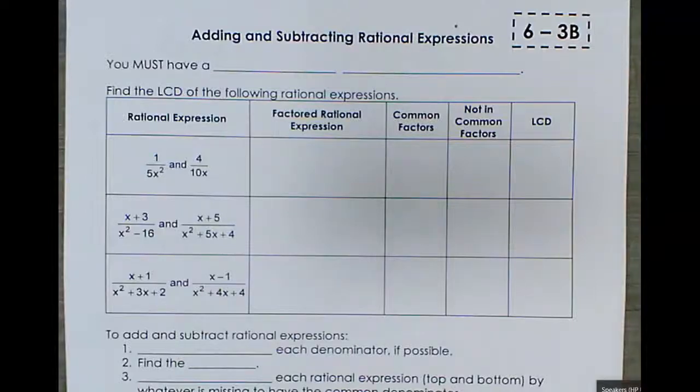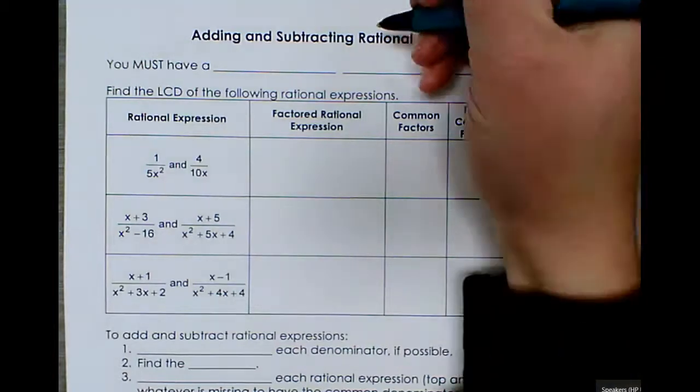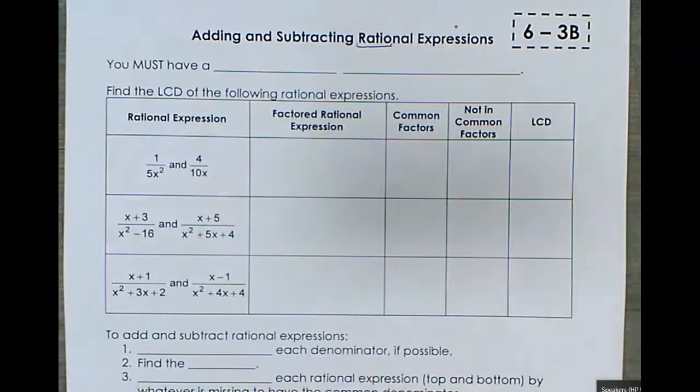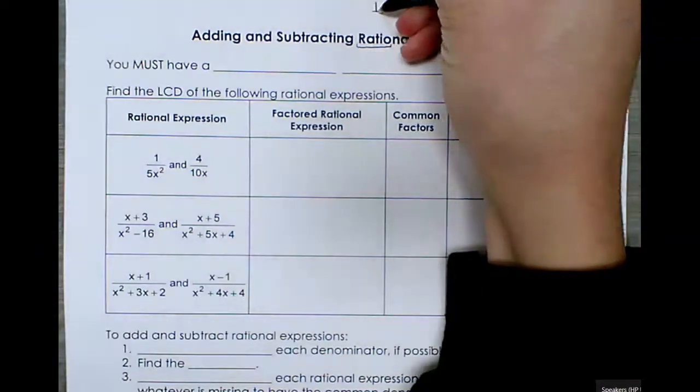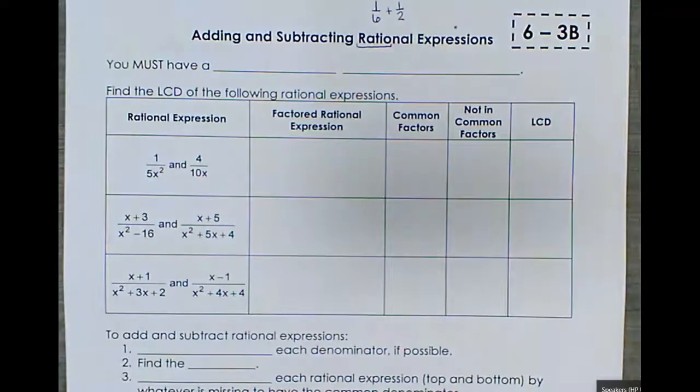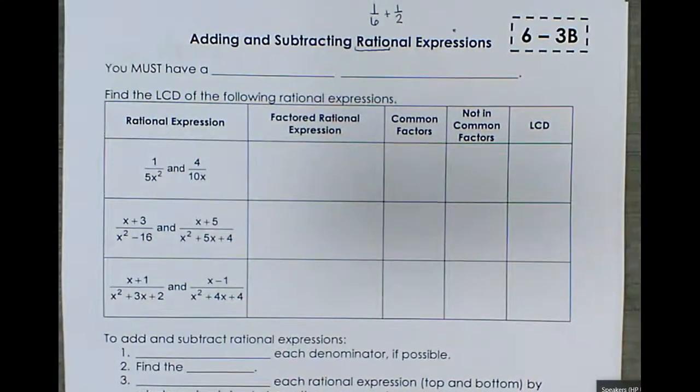Hi folks, today we're going to talk about adding and subtracting rational expressions. Remember the root word of rational is ratio, which is fraction, so we're going to remind you about what you used to know about adding and subtracting fractions. So let's say you're trying to add the fractions 1/6 and 1/2. Hopefully you remember that you can't add these fractions until they have common denominators.